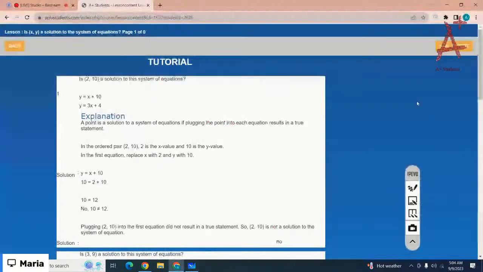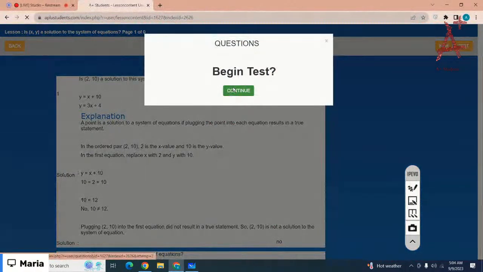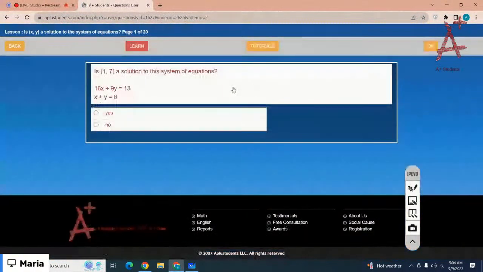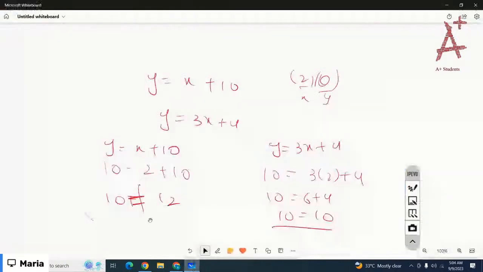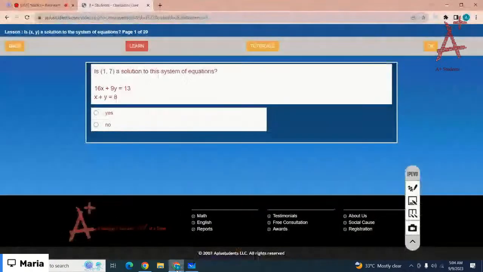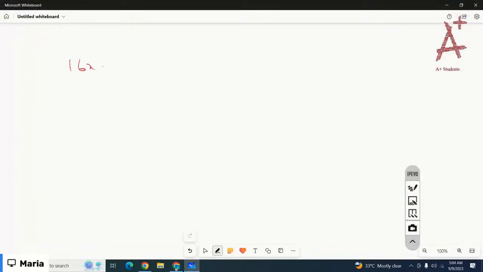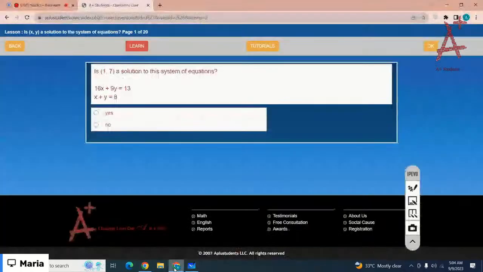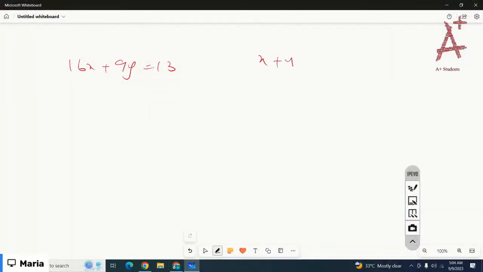Let's just start with the test questions. Is (1, 7) a solution of the system of equations? The equations given are 16x plus 9y equals 13 and x plus y equals 8. Let me just write it down. The first equation is 16x plus 9y equals 13, the other equation is x plus y equals 8, and the point is 1 and 7.